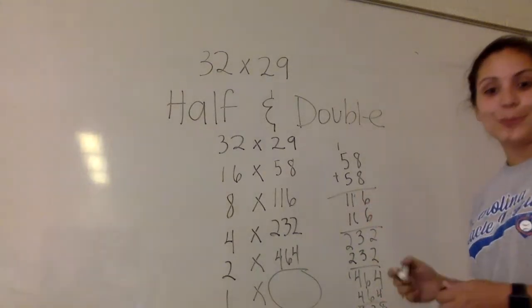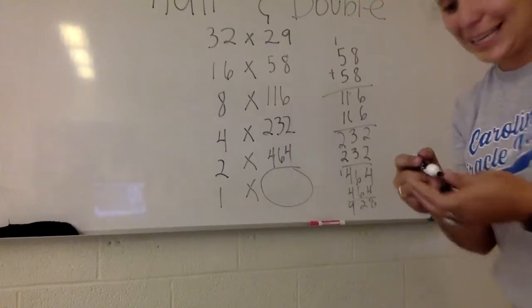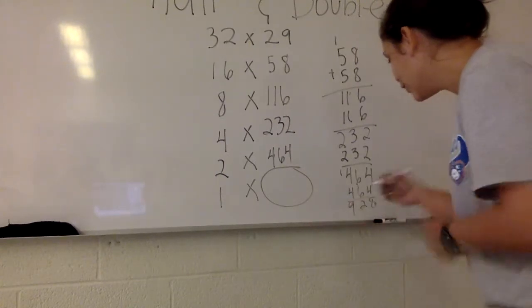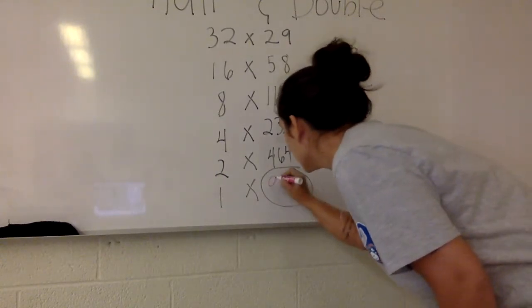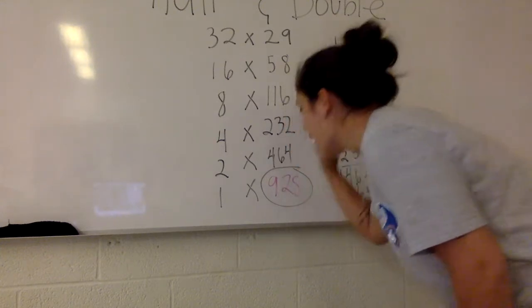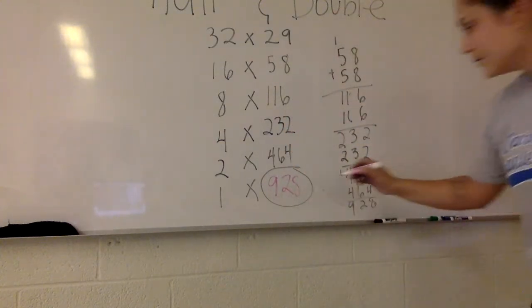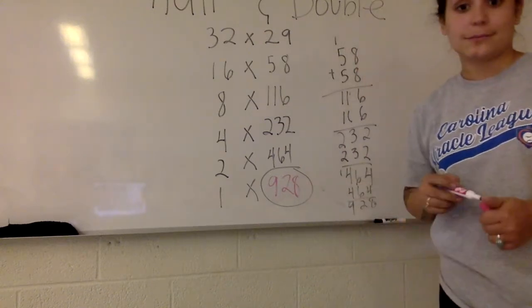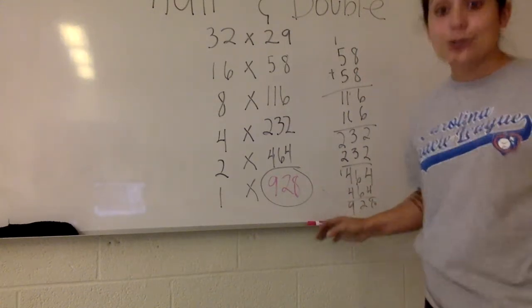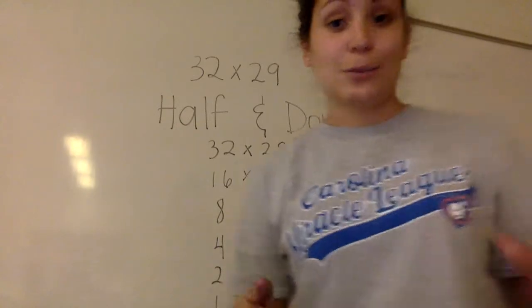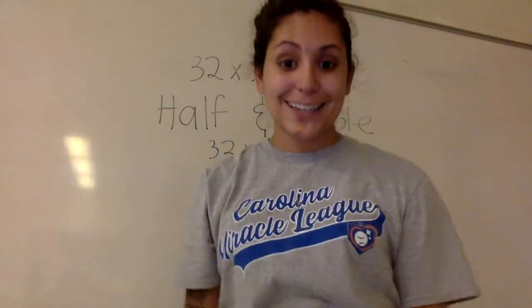Look at that magic number, y'all. 928. How amazing is that, y'all? That's literally probably my favorite way to do multi-digit multiplication now. I'm going to show everybody.